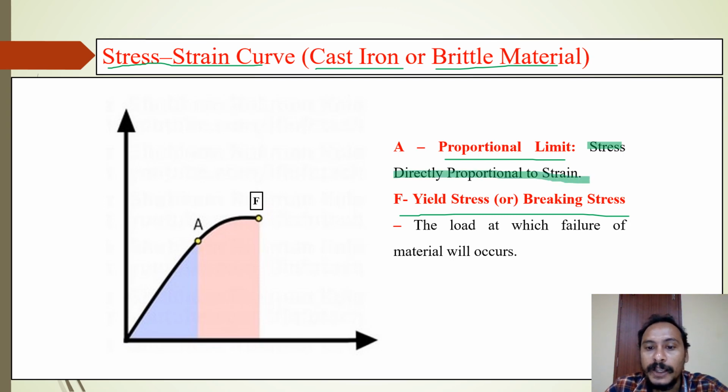And then the breaking stress. Here we won't get any ultimate tensile stress or elastic limit, since for brittle material there is no deformation or only a very small amount of deformation, so we will get the breaking stress directly. Here the breaking stress means the load at which complete failure of the material will occur. So that is about the stress strain curve for brittle materials.